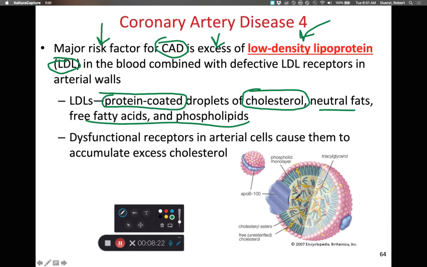And as these LDLs, these blobs of lipids and proteins, are moving around within the bloodstream, they are going to be able to build up on the walls of our arteries. And as they build up on the walls of our arteries, because we have receptors for them within our arterial cells, we'll accumulate excessive amounts of cholesterol. And this is going to contribute to an increased amount of atherosclerosis.